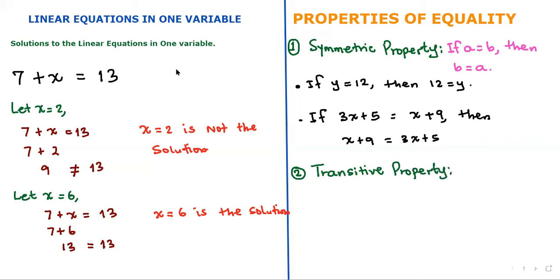So for this one, it says that if A is equal to B and B is equal to C, then A is equal to C. If A is equal to B and B is equal to C, then A is equal to C.